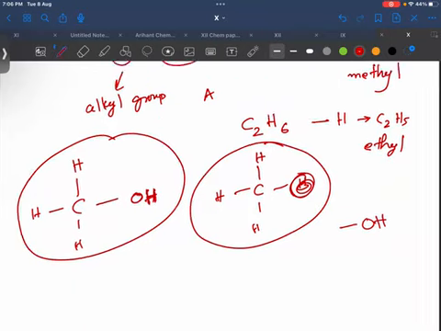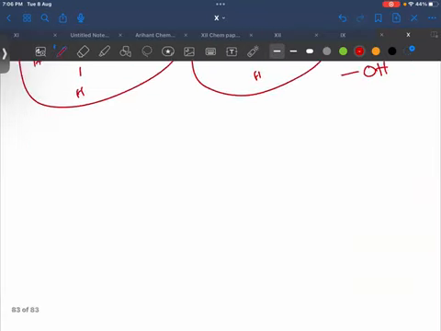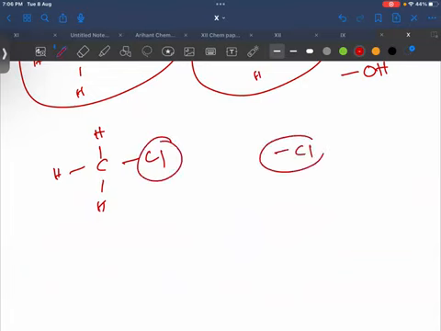Okay. For example, I will give you one more example. जैसे मान लो CH3, अभी मान लो क्लोरीन लगा दिया है, ठीक है? तो यहाँ पे this chlorine is your functional group. समझ में आ रहा है? This chlorine is your functional group and it is known as the halogen group.